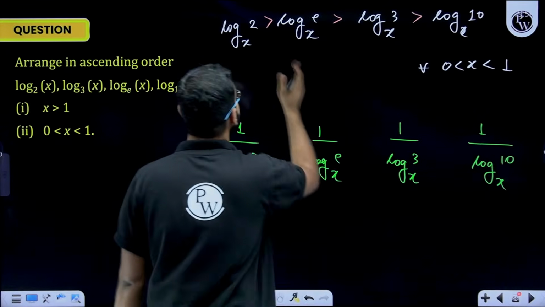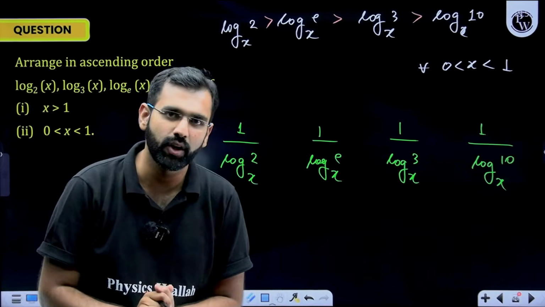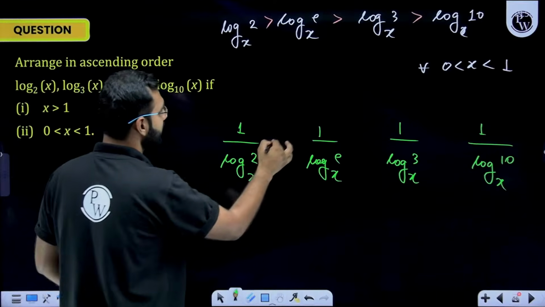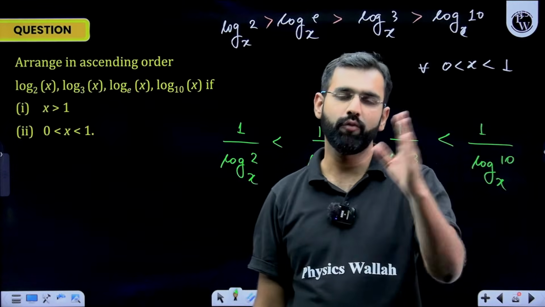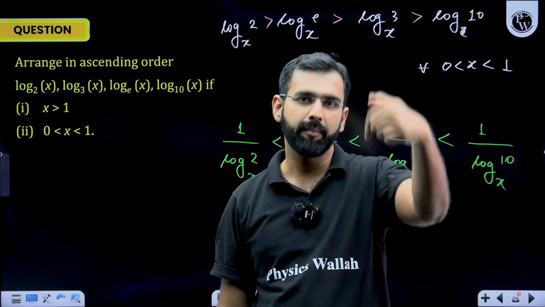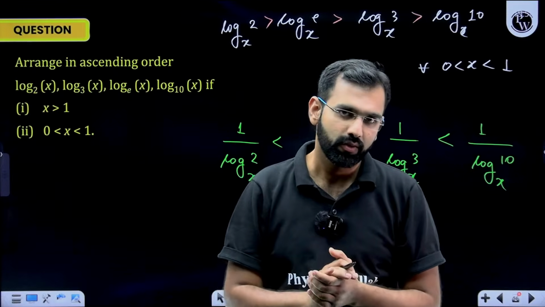If they were in ascending order, their reciprocals will be in descending order, which means if this was the greatest, this will be least, and this will be the order. I hope you understand. 2, 3, 4, 5, then 1 by 2, 1 by 3, 1 by 4, 1 by 5. The order changes. Are you understanding what I'm saying?